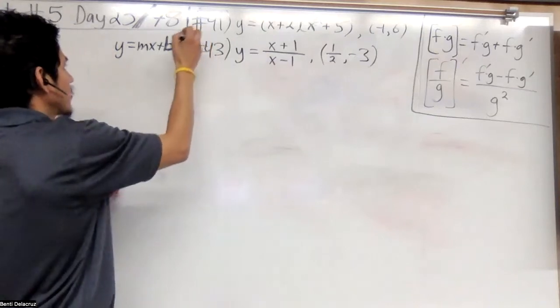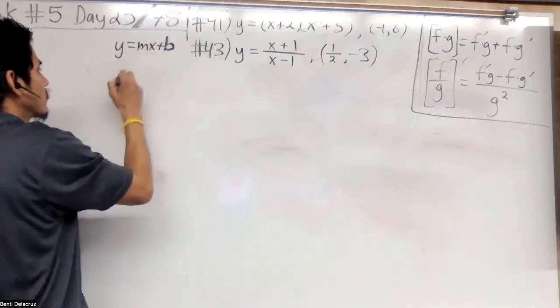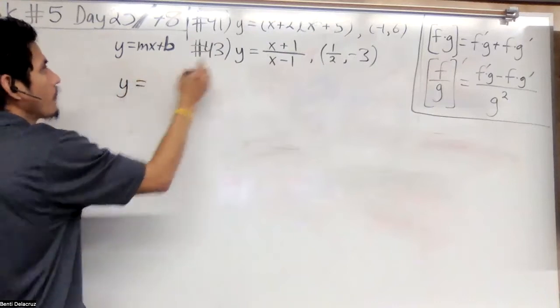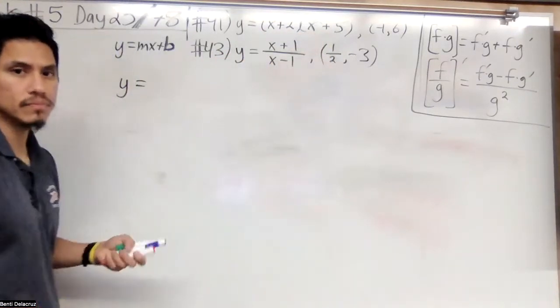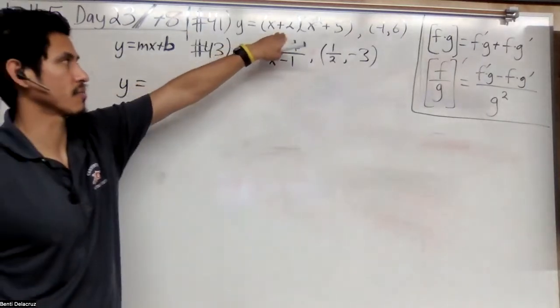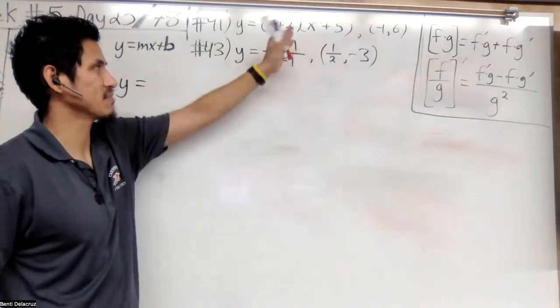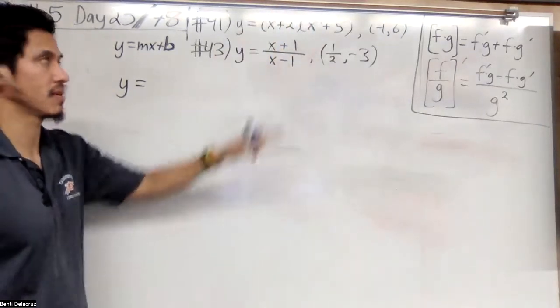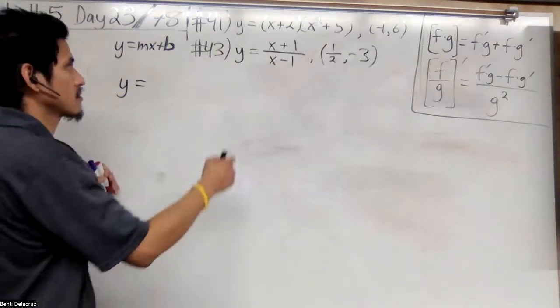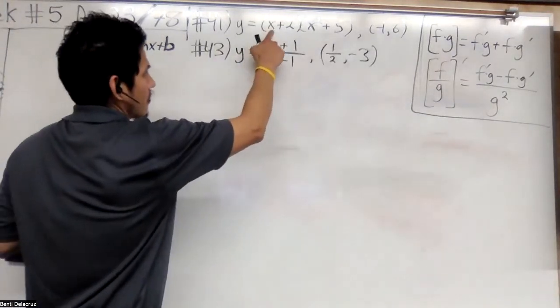So 41, we got y is equal to x plus 2 times x squared plus 5. Now, you can go ahead and use the product rule from here if you choose to, but I actually would rather just multiply this out and then take the derivatives of each term individually using the power rule. So I'm going to go ahead and FOIL this out.